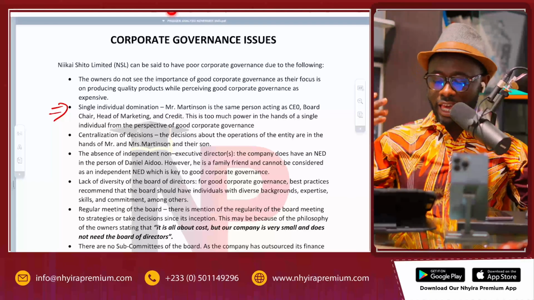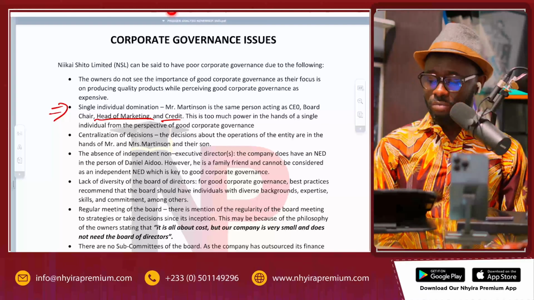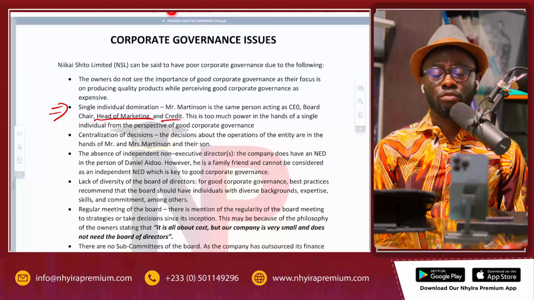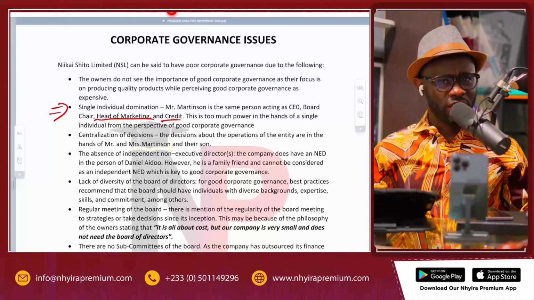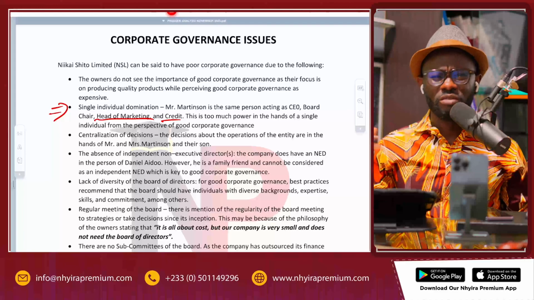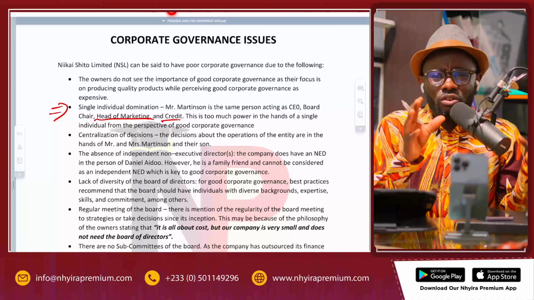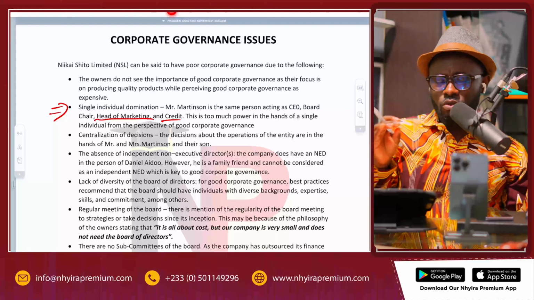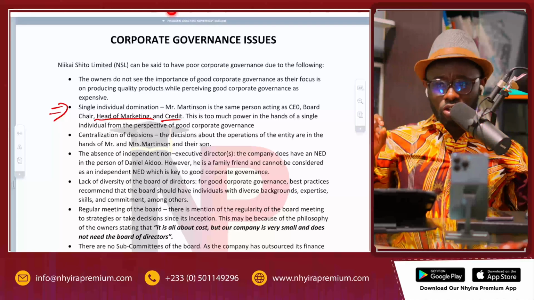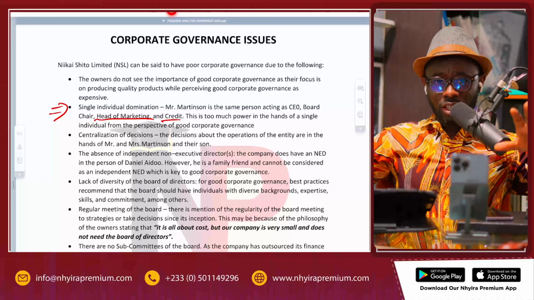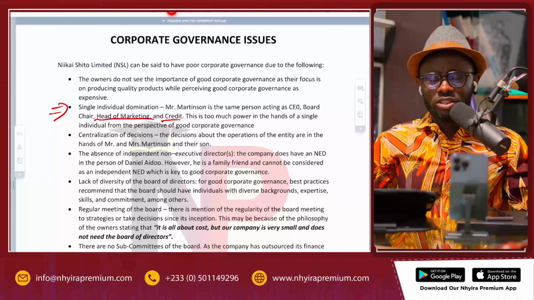He happens to be the head of the marketing and credit department of the company. That is too much power to be put in the hands of an individual. Yet it's a family-owned business, but we don't care, because when we're talking about governance, governance is governance. So although the question about governance may be contextualized, or the examiner could throw you out there generically.